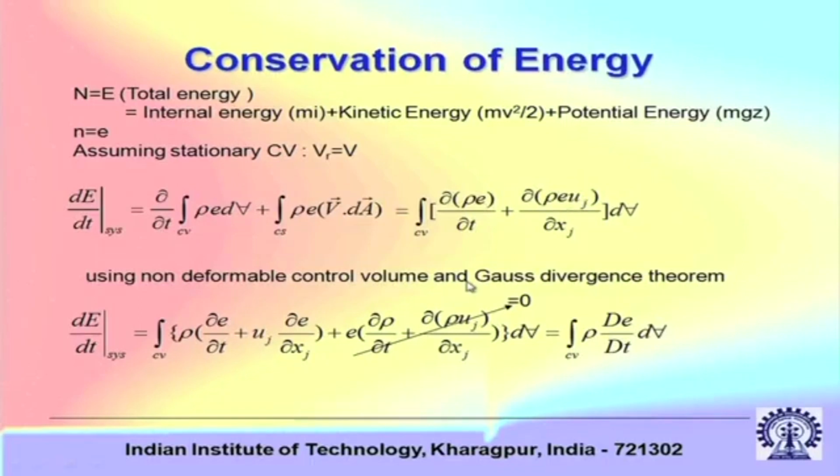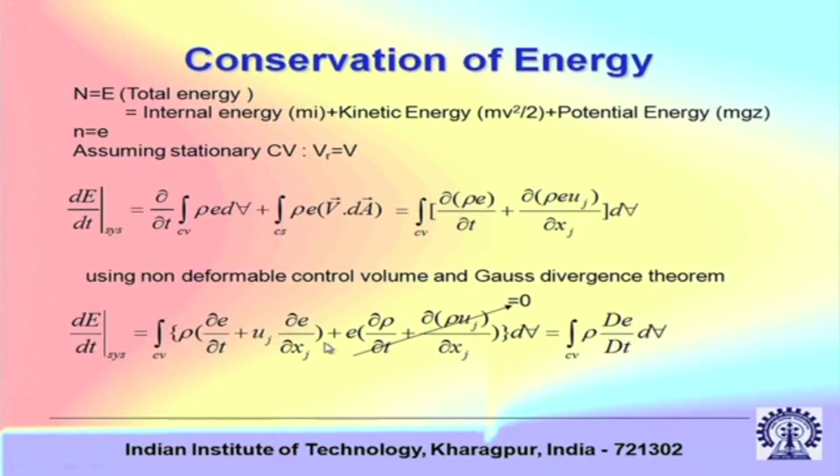Now you can see that dE dt of the system, the right hand side can be simplified further. So, is this conservative or non conservative form? This is the conservative form. Remember, we can always convert the conservative form to the non conservative form by using the continuity equation. That is what we are doing in the next step.